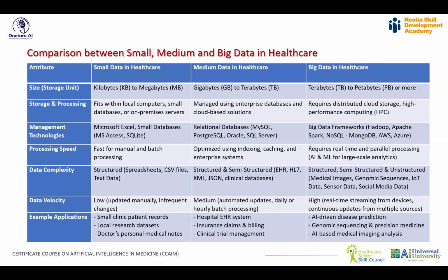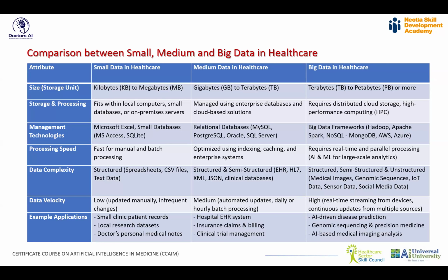When we discuss CNN or RNN models on certain applications, I will explain how image data can be converted into a data set with data points. Now the processing speed, if I take the attributes, is fast for manual and batch processing. Data complexity: you can have text data, it is structured data. You can store it in a spreadsheet or CSV file, and the data velocity is low. Some examples are small clinic patient records, local research data sets, doctors' personal medical notes, etc.